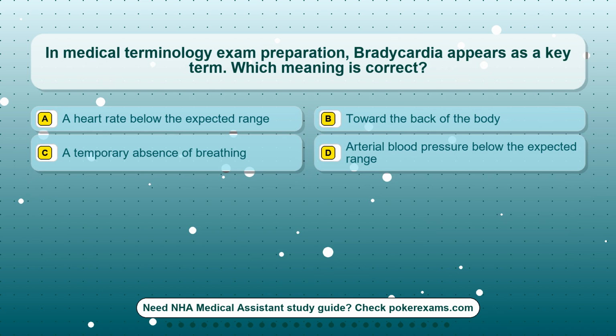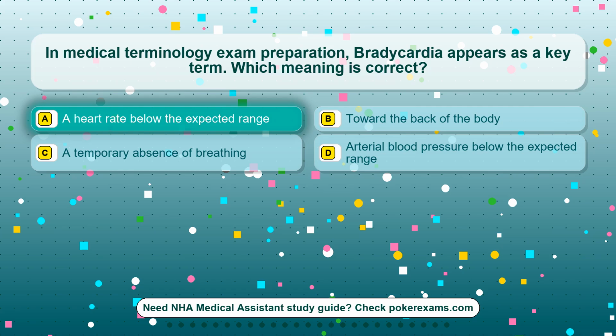Question 13. In medical terminology exam preparation, bradycardia appears as a key term. Which meaning is correct? Option A. A heart rate below the expected range. Option B. Toward the back of the body. Option C. A temporary absence of breathing. Option D. Arterial blood pressure below the expected range.